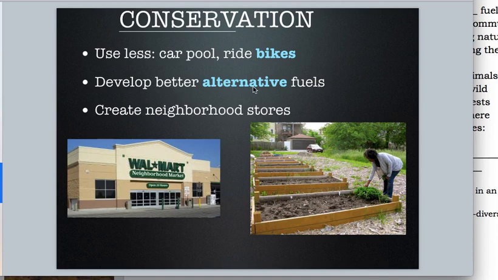We're trying to develop better alternative fuels. You go to the gas station and you see different colored gas nozzles now. Some people have special cars that can run on a biofuel that most cars can't. When I got gas yesterday, I had to get the black nozzle. The yellow and the green are for people who have special engines, because that's an alternative fuel. Creating neighborhood stores. This is like a neighborhood garden that people can take over a bed and grow their own food.